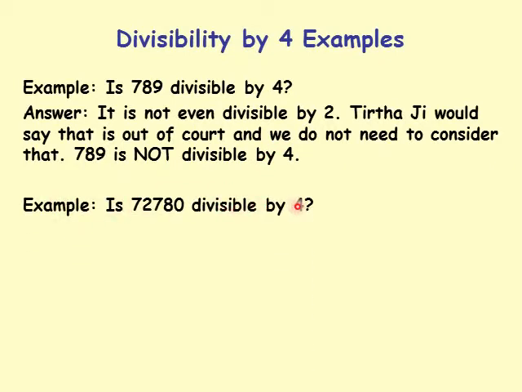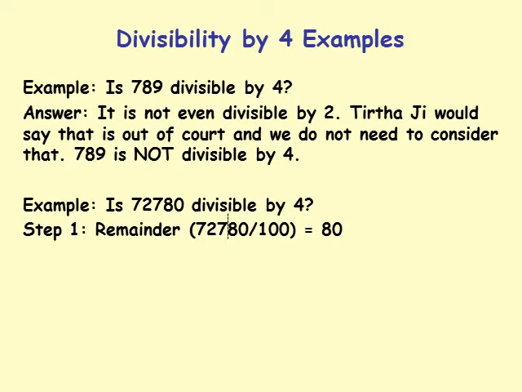Is 72780 divisible by 4? Okay, let's continue here. Step 1. The remainder of 72780 is 80. I drew this line here to separate out the last 2 digits, and that's the remainder. This is how we divide by 100. 727 is the quotient and 80 is the remainder.